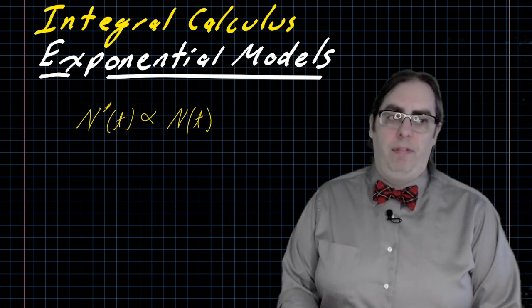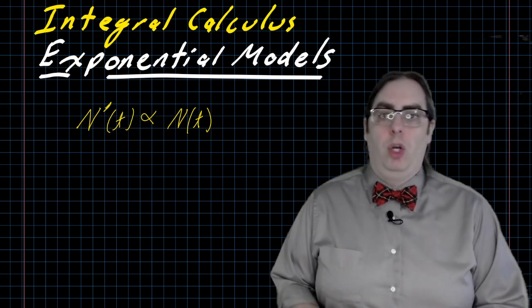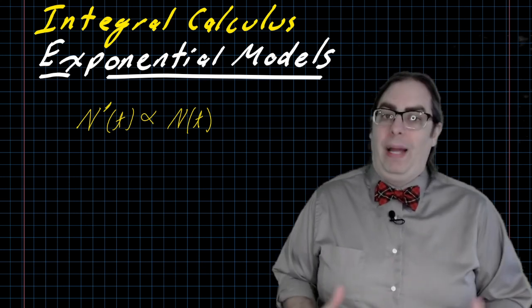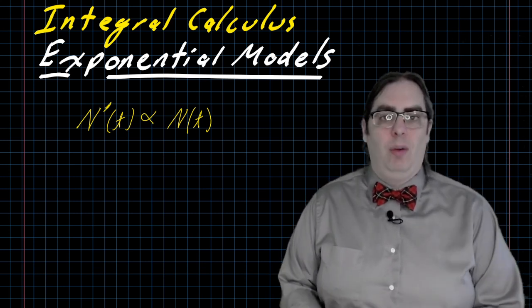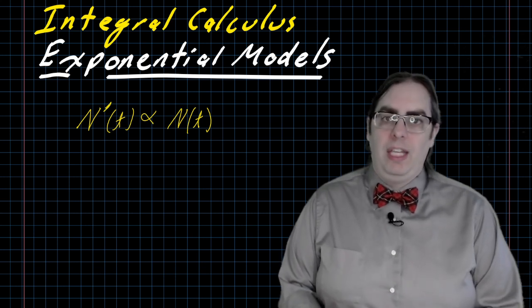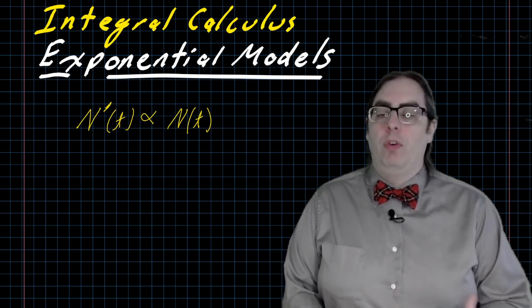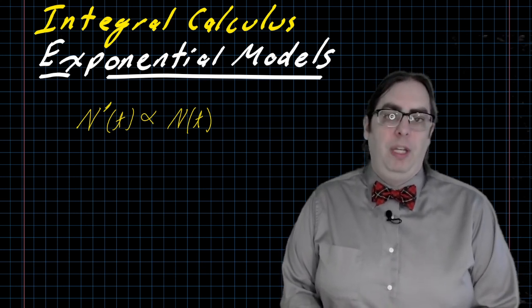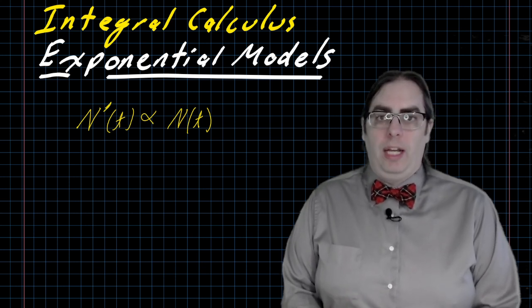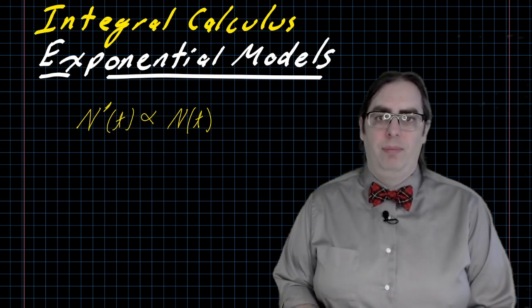Classic examples of this are bacteria growth. Bacteria grow by cutting themselves in half every so often. The more bacteria there are, the more likely it is that one is going to cut itself in half. Radioactive decay. Radioactive decay works by oversized nuclei splitting themselves in half every so often. The more nuclei there are, the more often it's going to be that something gets split in half.